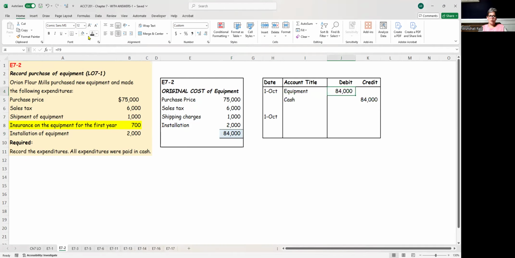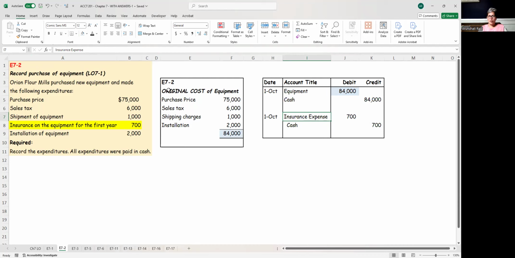is debited to equipment. What about the $700? That's just a regular expense. Insurance expense debit, cash credit, and that's going to be your $700. So this insurance expense, you can expect to have it year after year. This is a recurring expense. It is not added to the cost of this asset.